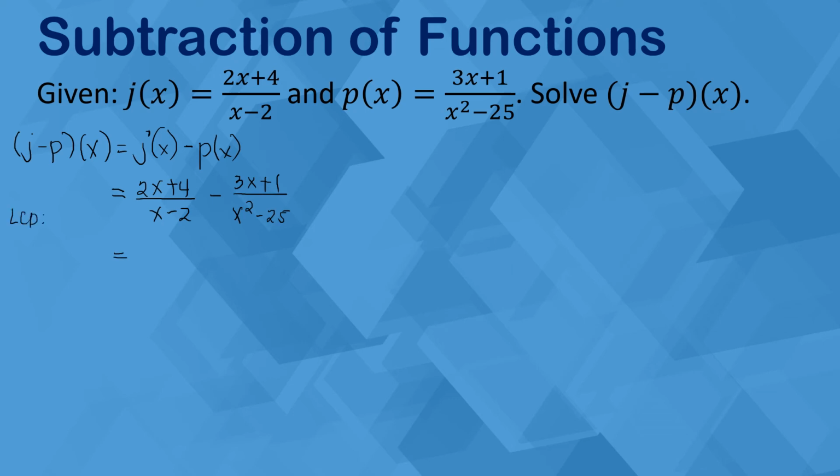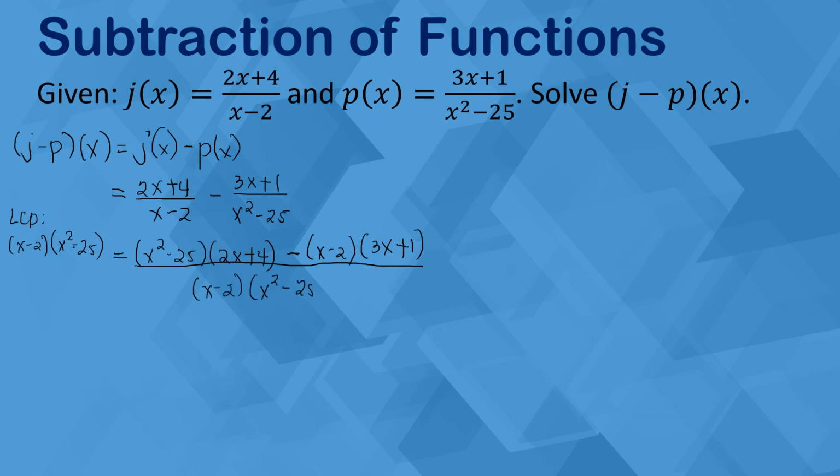The LCD is (x - 2)(x² - 25). Okay, so the LCD divided by (x - 2) is (x² - 25), times the numerator (2x + 4), minus the LCD (x - 2)(x² - 25) divided by the denominator (x² - 25), so that is (x - 2) times the numerator (3x + 1), over the LCD (x - 2)(x² - 25). Okay, so we multiply the binomials.